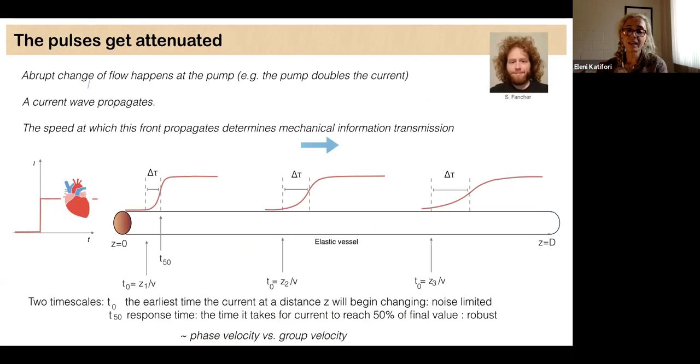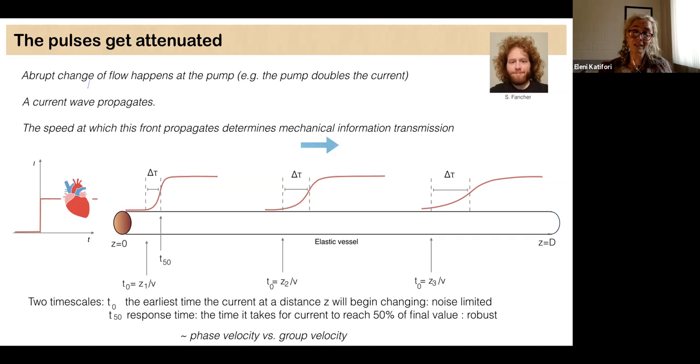Right? Now, let's say I have a single vessel. And at the end of that vessel, I have a heart. And the heart in the beginning is not pumping. And then suddenly at time 0, I have this step function of flow happening. What this transmission line is going to do is propagate that step function. And the step function is going to become a sigmoidal, an increasingly broadened sigmoidal.